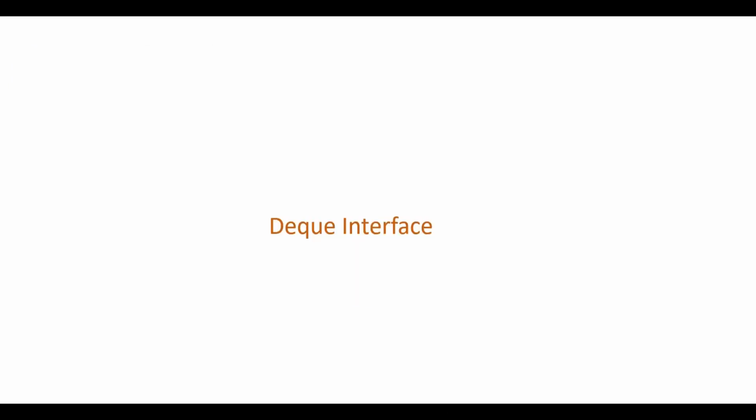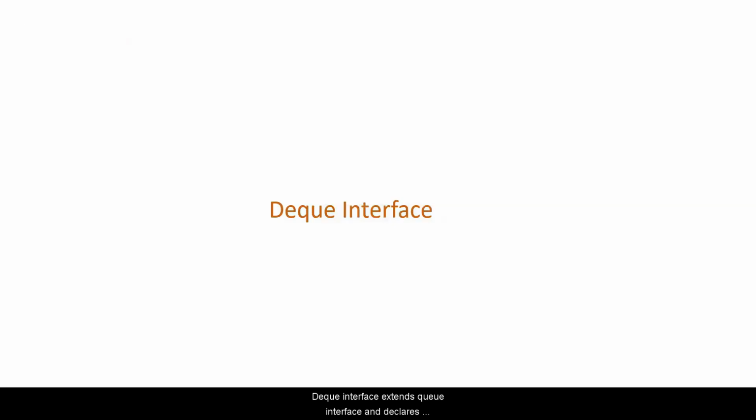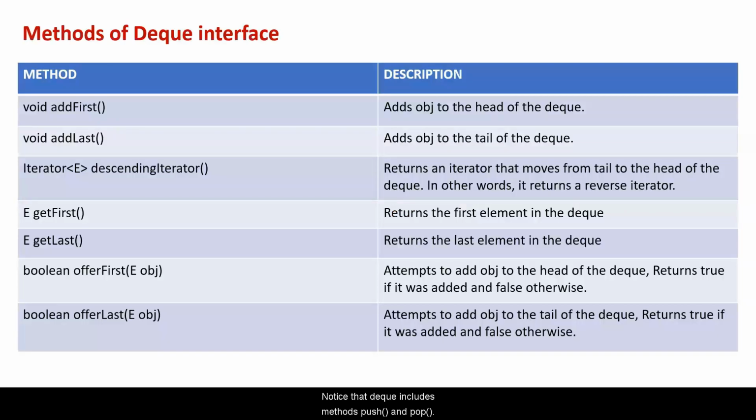Now let's have a look at the final and seventh interface of this lecture. The Deque interface extends the Queue interface and declares the behavior of a double-ended queue. A double-ended queue can function as a first-in first-out queue or a last-in first-out stack. Notice that Deque includes the methods push and pop. These methods enable a Deque to function as a stack. Also notice the descendingIterator method. It returns an iterator that returns elements in reverse order. In other words, it returns an iterator that moves from the end of the collection to the start.